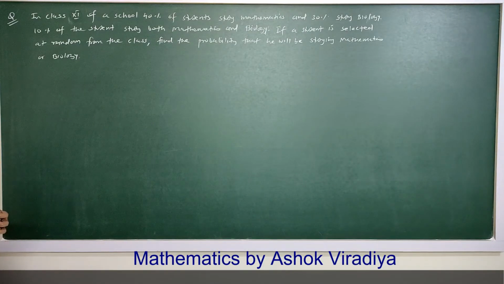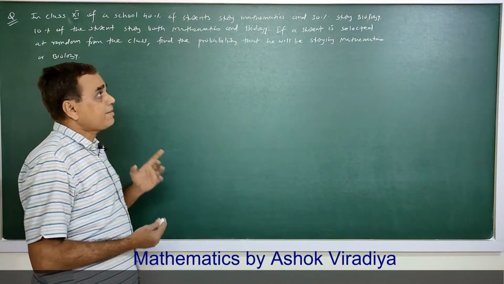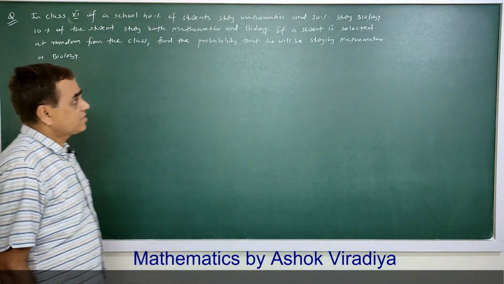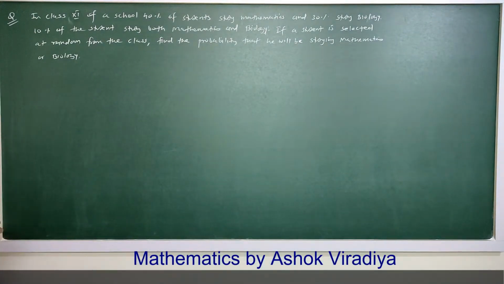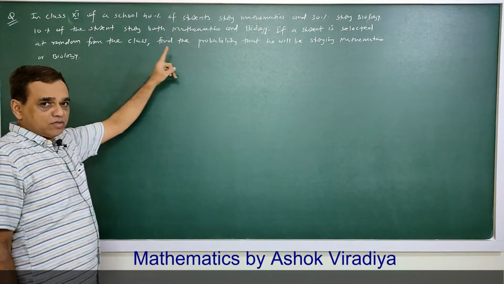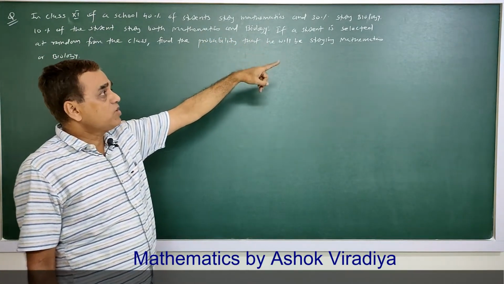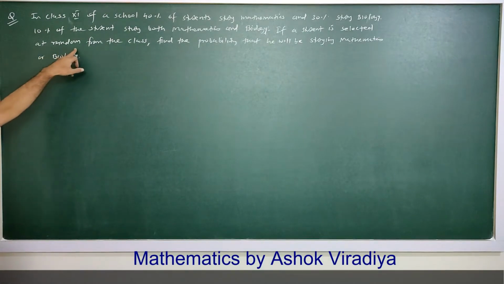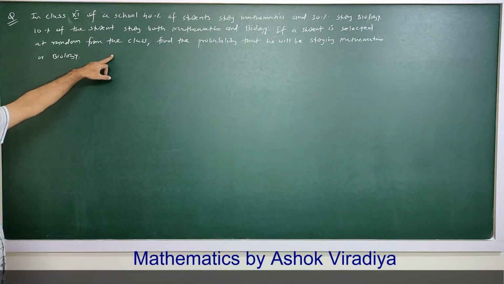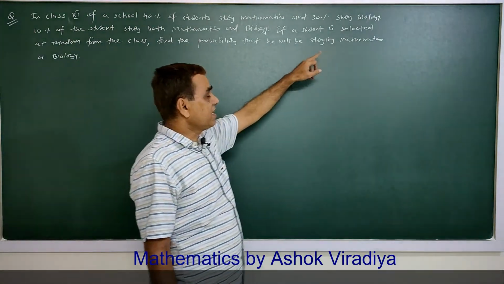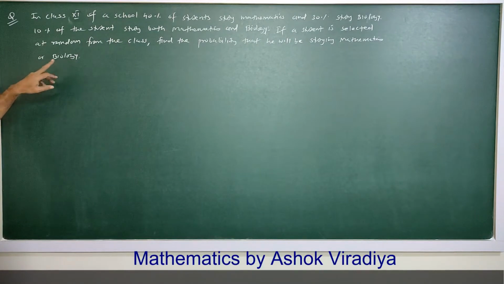In class 11 of a school, 40% of students study mathematics and 30% of students study biology. 10% of students study both mathematics and biology. If a student is selected at random from the class, find the probability that he will be studying mathematics or biology.